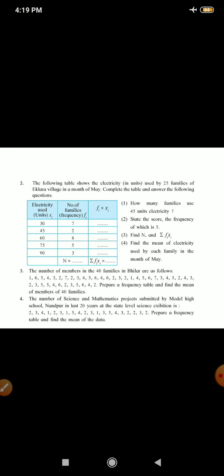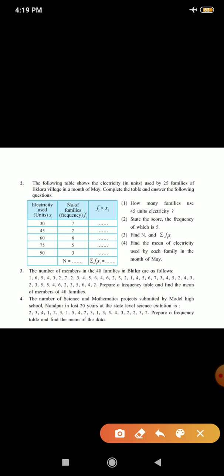Okay, I hope you are all with me. Now, let us answer these questions. The first question, how many families use 45 units of electricity? So, here we can see 2. Only 2 families are using. Second question, state the score, the frequency of which is 5. So, the score is 75.